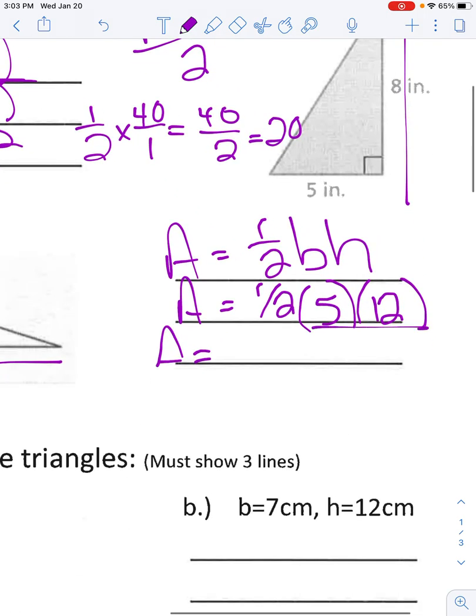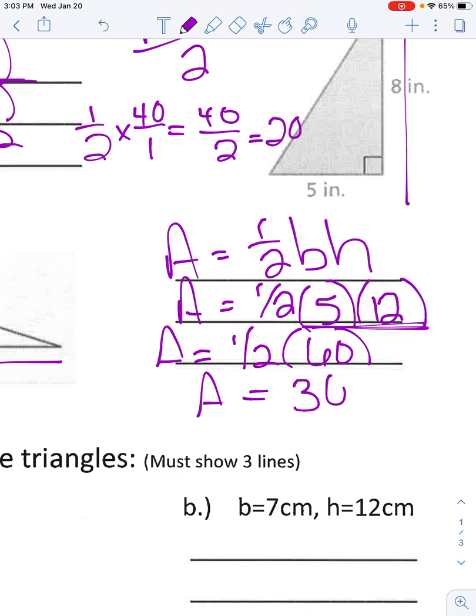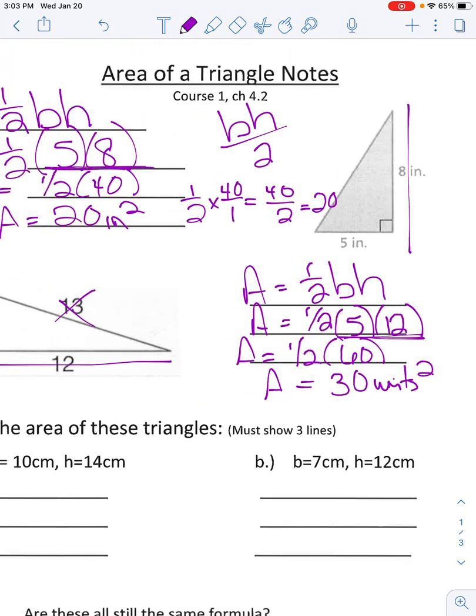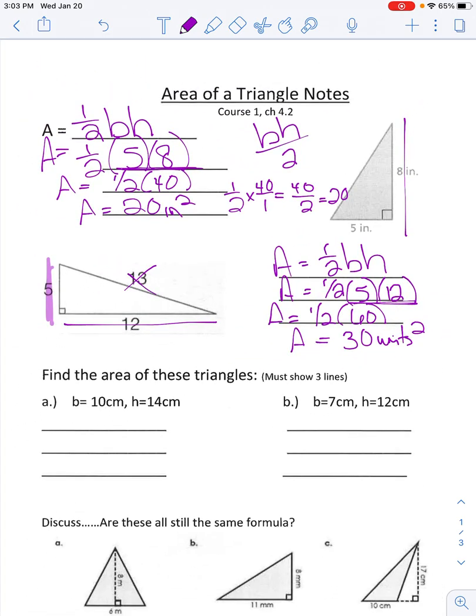All right, I always do base times height first. 5 times 12 is 60. Half of 60 is 30. And we're going to put units squared because it doesn't have a label. So base times height, divide it in half. Figure out what half of that is.